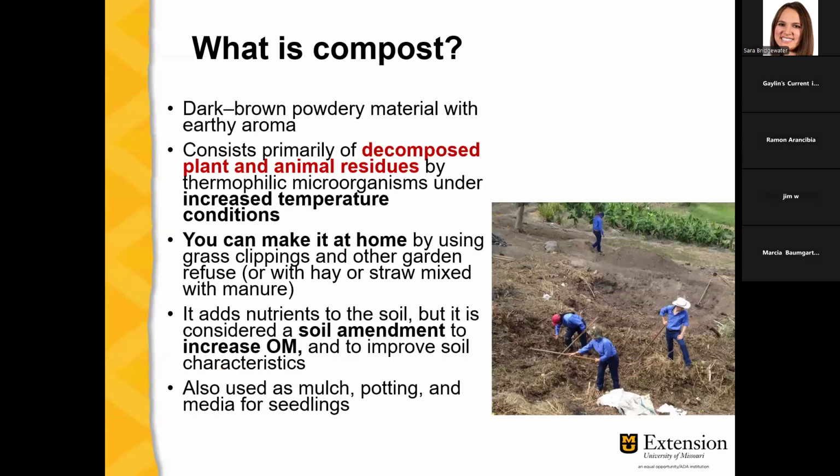So what is compost then? It's a dark brown powdery material with earthy aroma. That's a good indicator of a good compost. As any organic matter, it consists primarily of decomposed plant and animal residues. And the decomposition is caused by thermophilic microorganisms and the increased temperature. And I want to emphasize this.